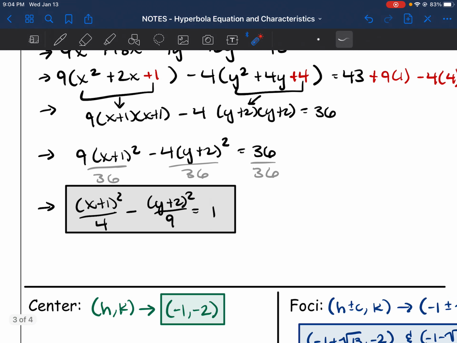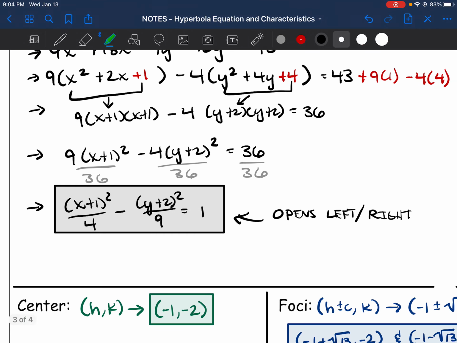And since we can see that the x is on the left side, x is coming first, this also means that this hyperbola opens left and right. And again, that's going to be extremely important for us because that's going to determine which set of equations or which set of formulas we use when finding all the key characteristics here in just a moment.